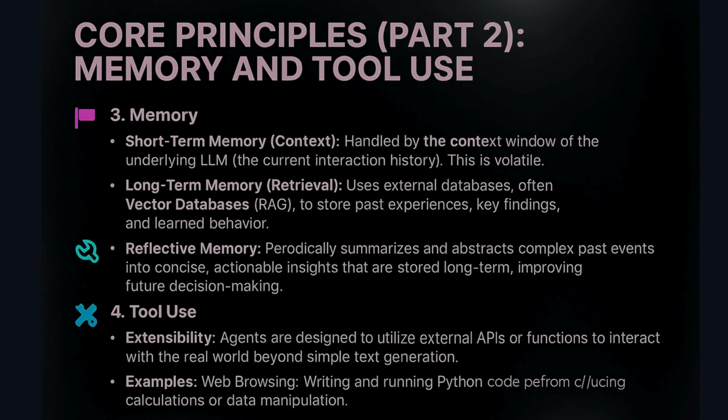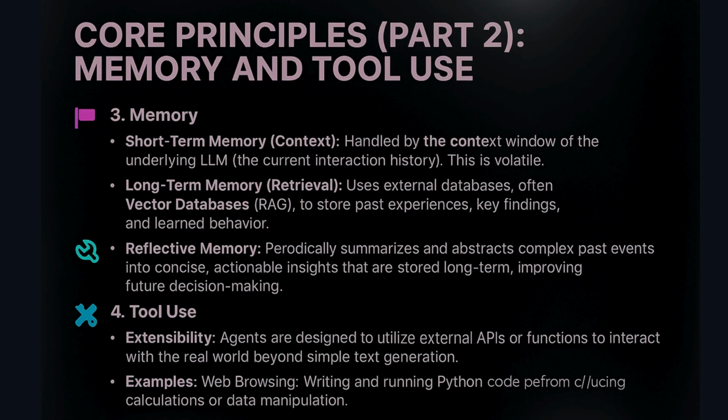Of memories in LLM agents. Short-term memory is the immediate context window of the LLM, which is volatile. Long-term memory is achieved through retrieval augmented generation (RAG), using vector databases to store past experiences and learned behaviors. A more sophisticated concept is reflective memory, which periodically summarizes complex past events into concise, actionable long-term insights to improve future decision making. The second core principle is tool use or extensibility.